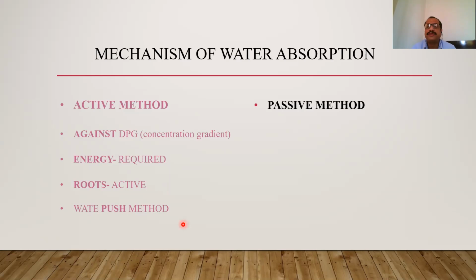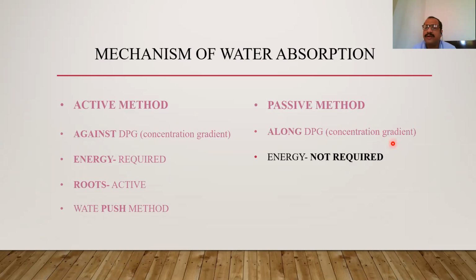So come to the second type, that is passive method of water absorption. As you studied here, the movement is against the concentration gradient. Here the movement will be along the concentration gradient, down the concentration gradient. That means usual movement, that is from the region of higher concentration to the region of lower concentration. So it is a simple physical process, a spontaneous, automatic process, and there is no need of energy for performing this type of movement. So this method is called passive method. When there is no need of energy, the method is called passive method. The physiological process is called passive process.